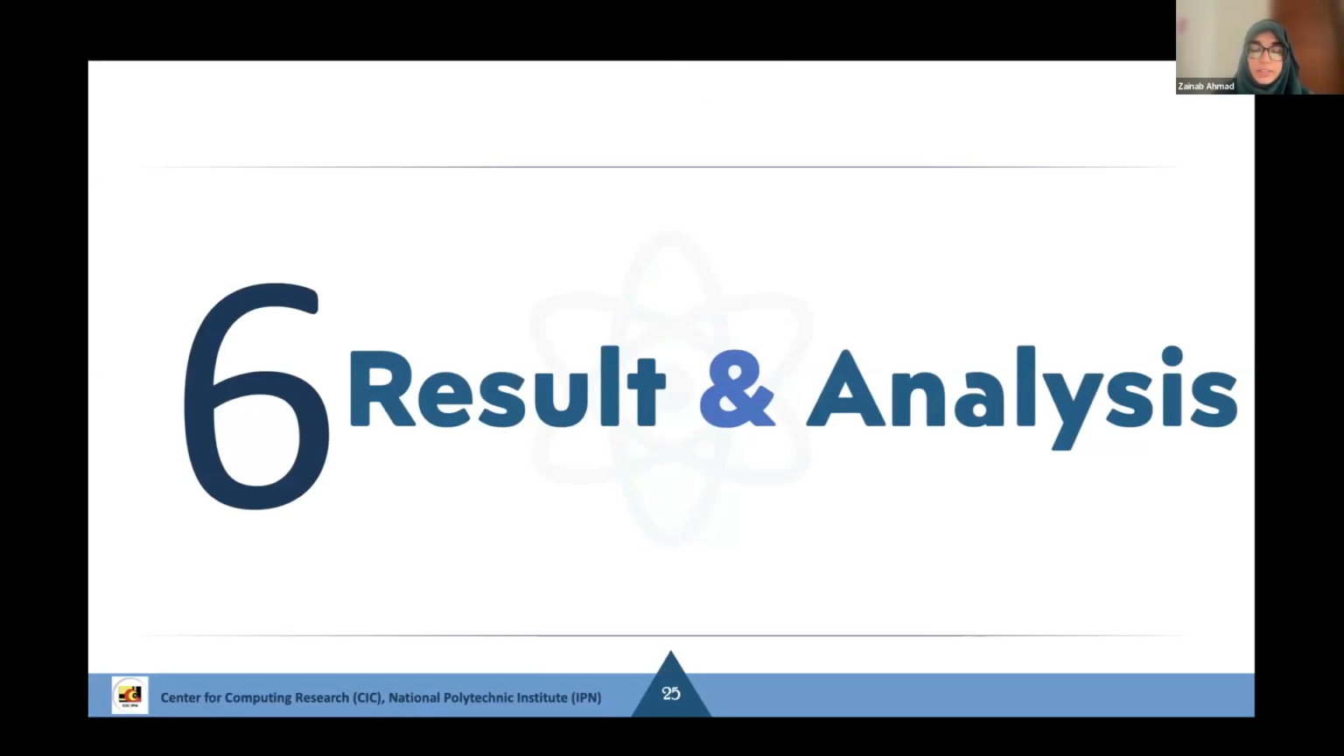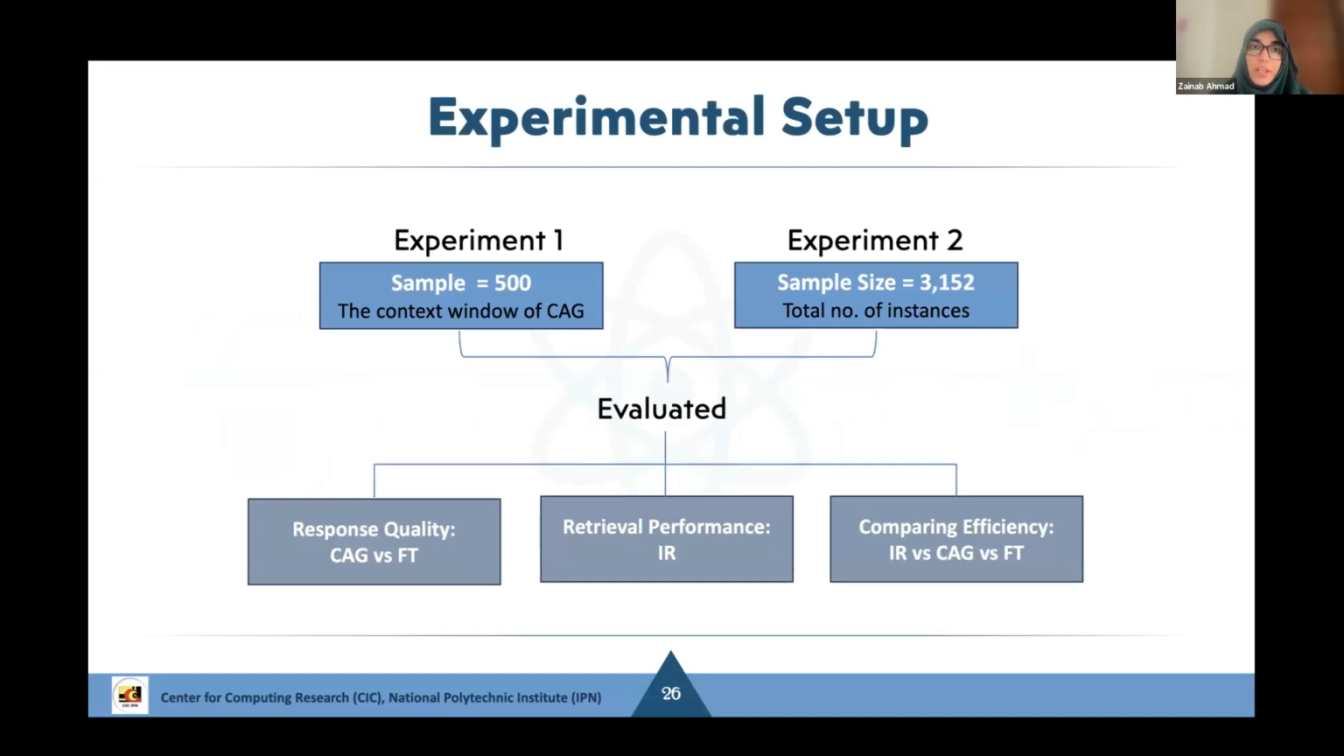So now let's move to results and analysis. Here we have two experiments, experiment 1 and 2. In experiment 1, we took a sample of 500 instances, while in experiment 2, we took the whole corpus. Why 500 instances? Because of the context window of CAG, as we have used Llama. Because of that limitation, we used 500. And we evaluated these techniques in terms of response quality, retrieval performance, and comparing their efficiency.